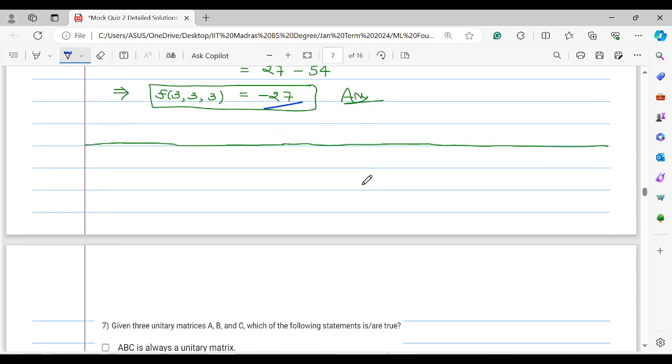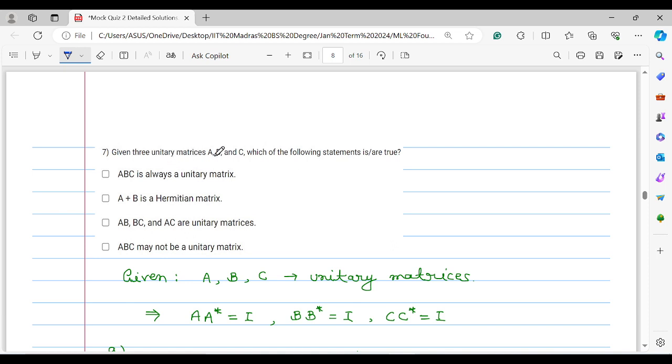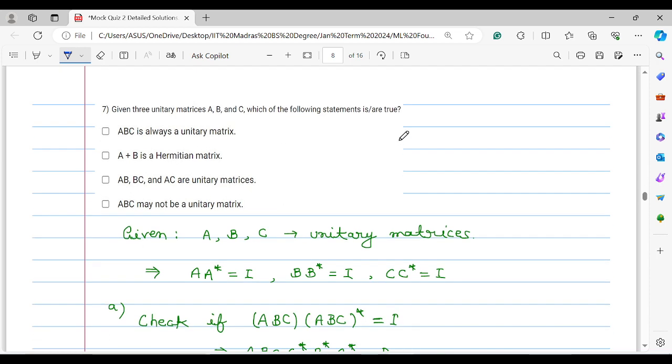So going to the next problem. Given three unitary matrices A, B and C, which of the following statements are true? This is an MSQ question, multiple options can be correct. So we will check what is correct.